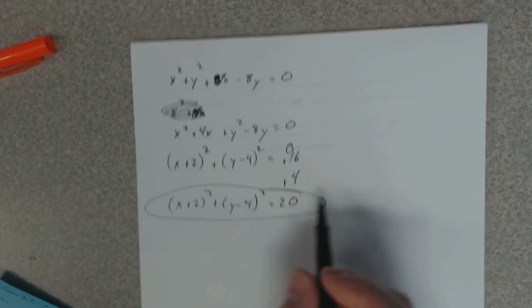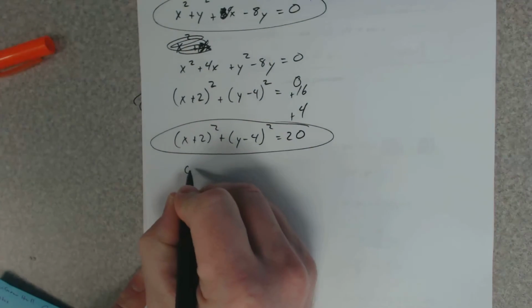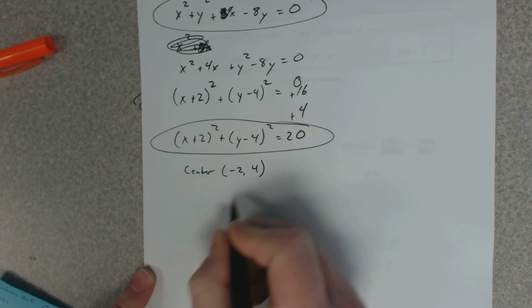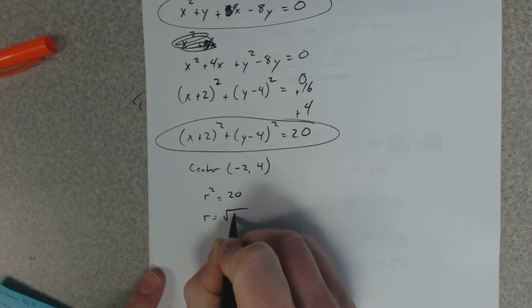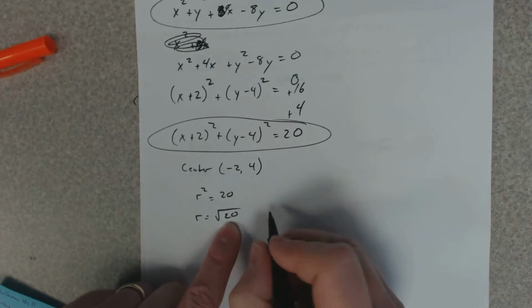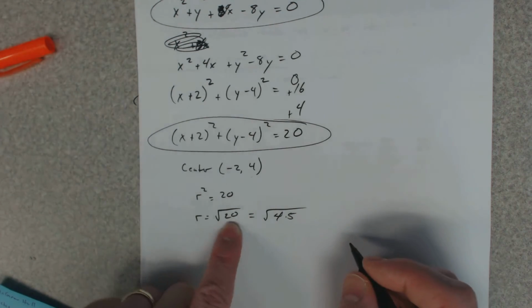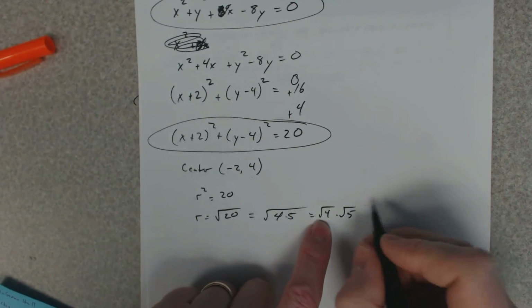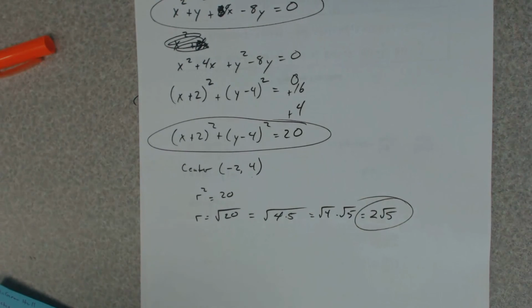This is the same thing as that. Your center would be at negative 2, 4, and your radius squared equals 20. So the radius is the square root of 20. Square root of 20 can be broken down as 4 times 5, which is the same as the square root of 4 times the square root of 5. And the square root of 4 is 2. There's your simplified version.